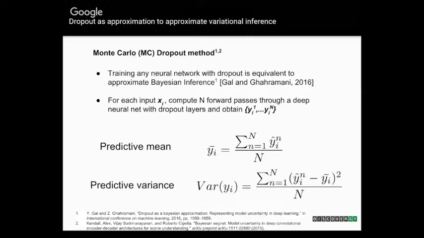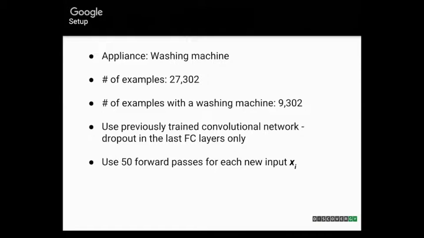It's quite interesting. So we wanted to see how well this works for NILM, and we set up a few experiments to investigate that. The setup is as follows. We only show results here for a washing machine, and we have 27,000 examples in the set that we're using. It's a validation set. Out of these 27,000, 9,000 had a washing machine running in them. And we used one of our previously trained convolutional networks for these experiments. We conducted 50 forward passes for each input to calculate the mean and the variance.